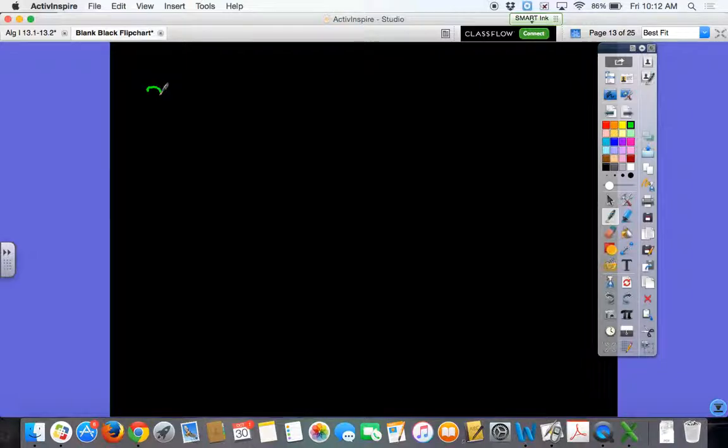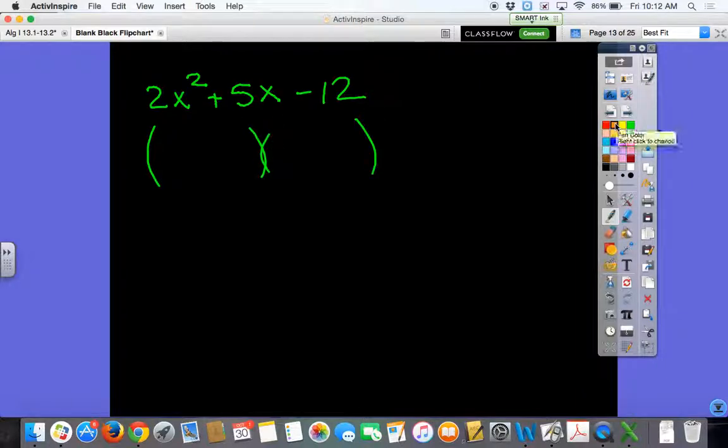Let's try this one. We've got 2x squared, and then let's put a 5x here, and let's do a minus 12. Okay? Check it for something that's common. We don't have anything, because 2 and 5 are prime, and 12 doesn't have a letter. Now, what two numbers multiply to 2? Well, that'd be 2x and x. Now, what two numbers multiply to 12? Oh boy, lots of choices. 2 and 6, 3 and 4.